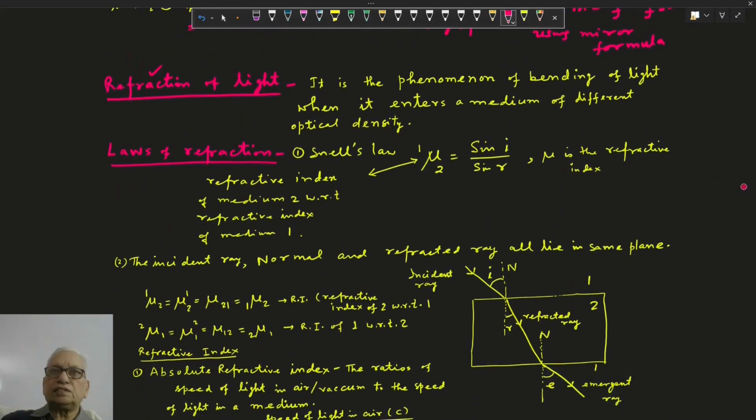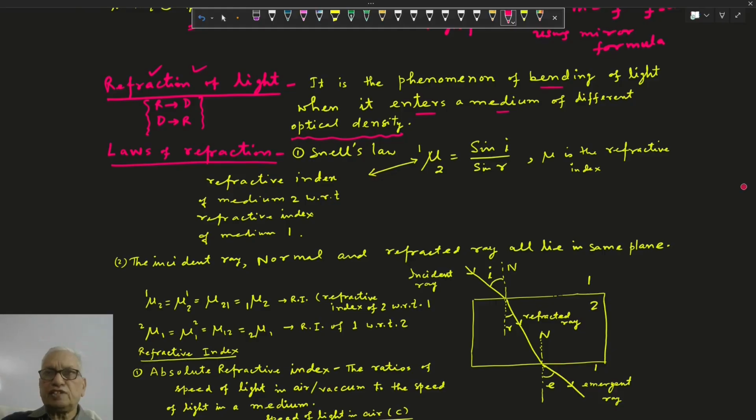The refraction of light is the phenomenon of bending of light when it enters a medium of different optical density. If it is moving from rarer to denser, the ray must bend towards the normal. If it is moving from denser to rarer, it is moving away from the normal.